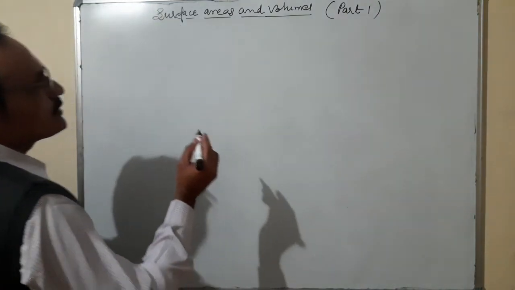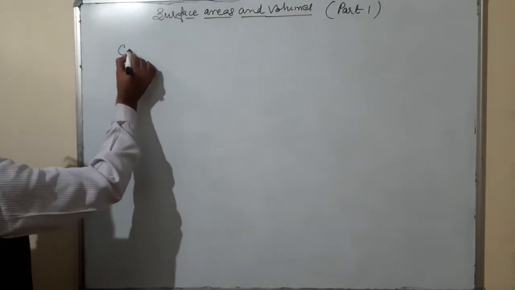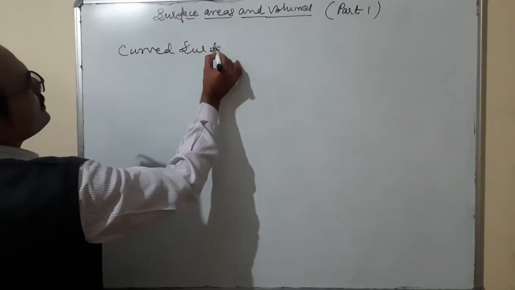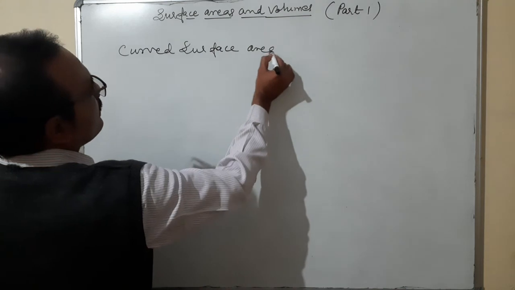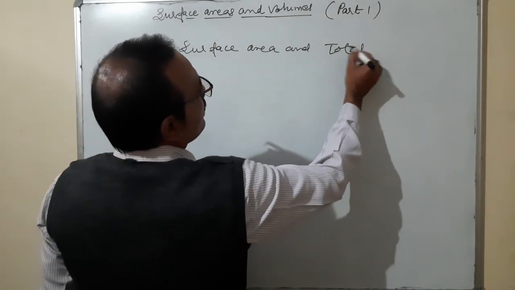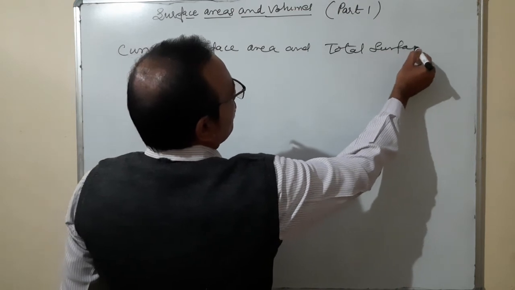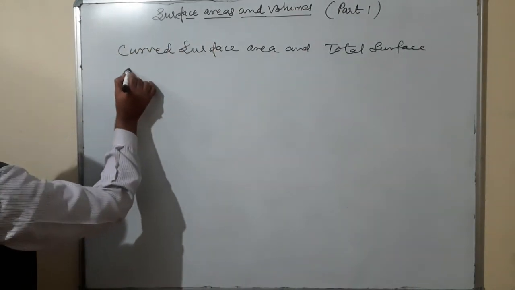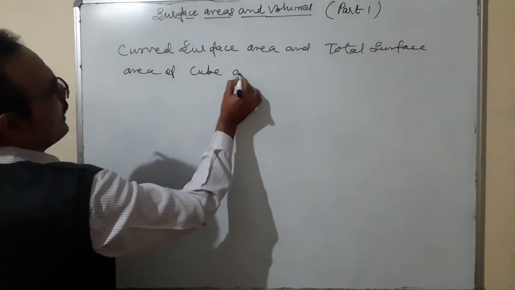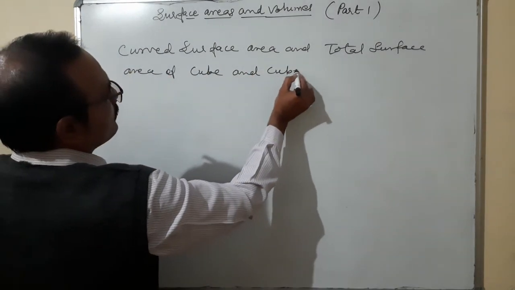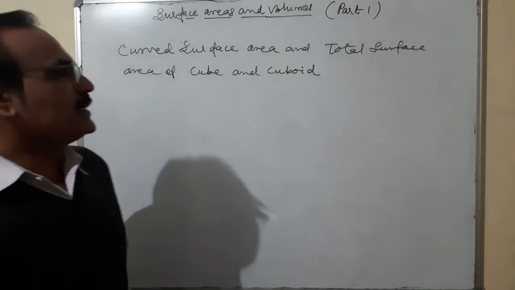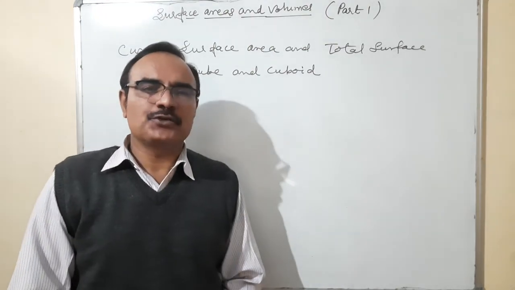So we'll discuss CSA, curved surface area, and total surface area of cube and cuboid. Curved surface area and total surface area of cube and cuboid.